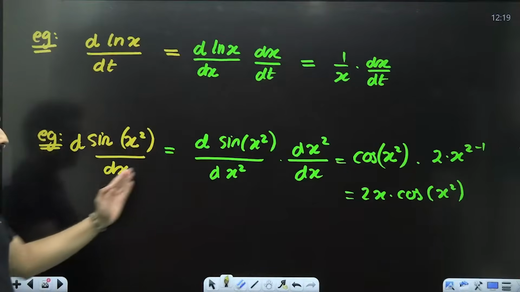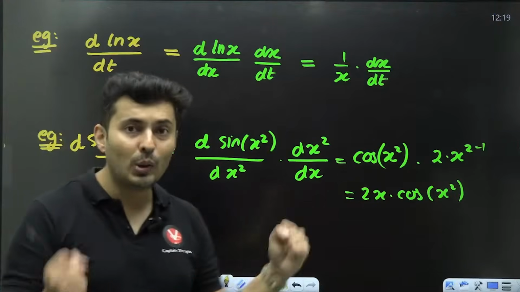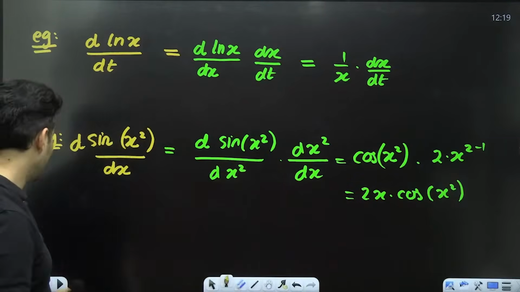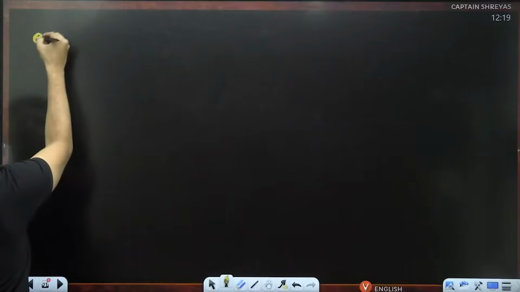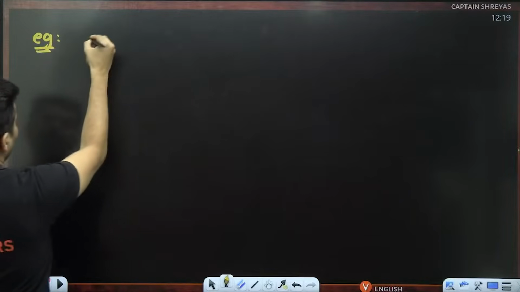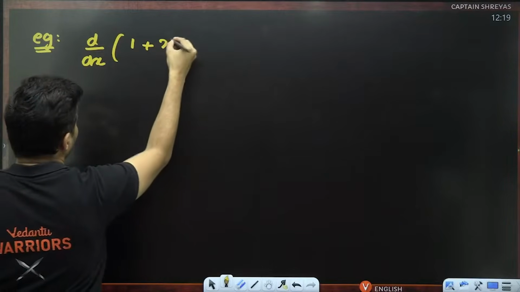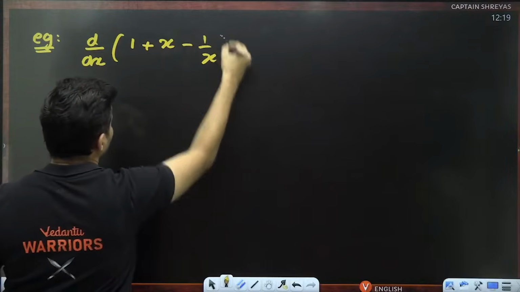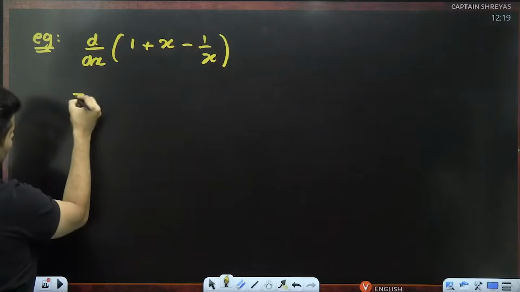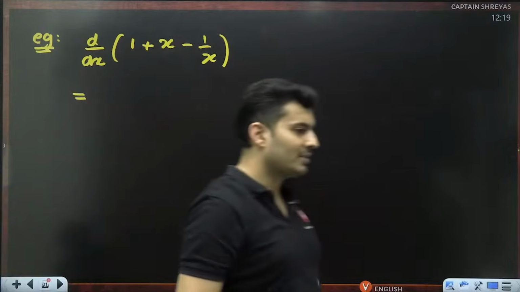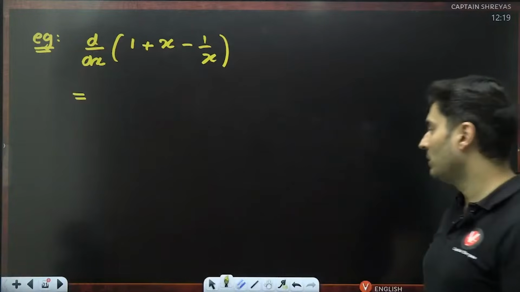If you understood it till here, just look at the problem. Take a moment to appreciate how these kind of questions have to be done. Next question coming up on your screen. Find the derivative of 1 plus x minus 1 by x. Come on, let's see if you guys can figure this out. You have to figure out the derivative of this.